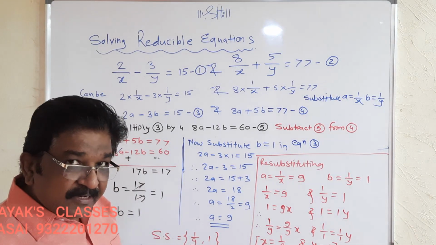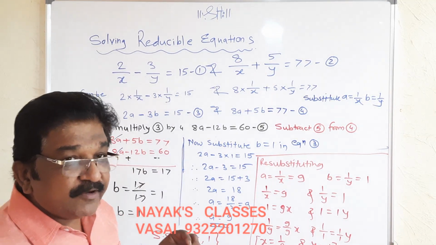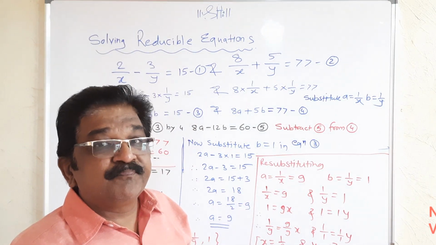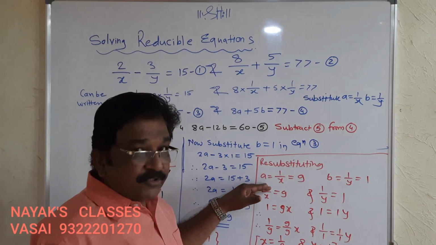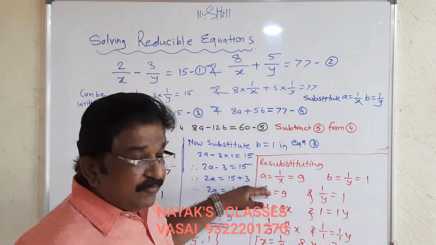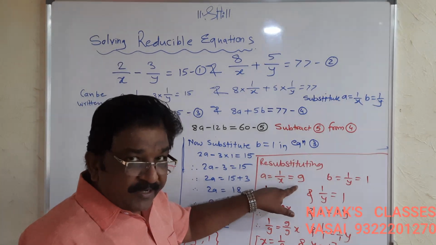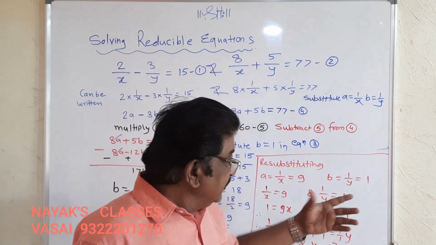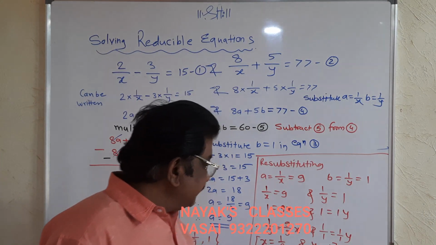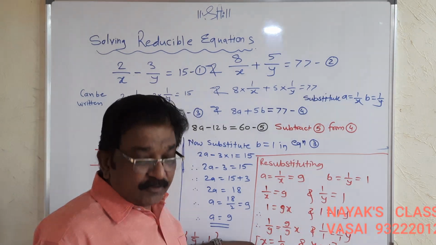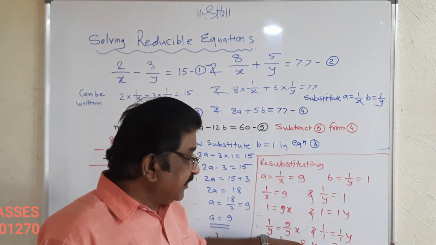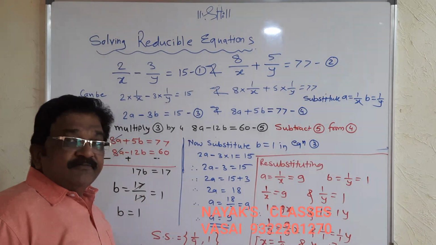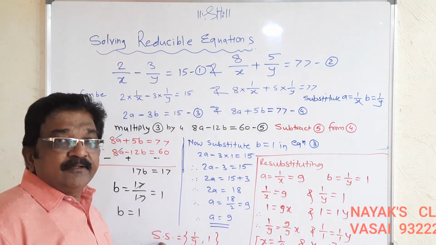And the final part, resubstitute, because we have found the values of a and b, but we need x and y. So this is resubstituting. Instead of a, we put 1 upon x is equal to 9, and instead of b, we put 1 upon y is equal to 1. After solving this, the final answer is x is equal to 1 upon 9 and y is equal to 1. So this is the final solution set.